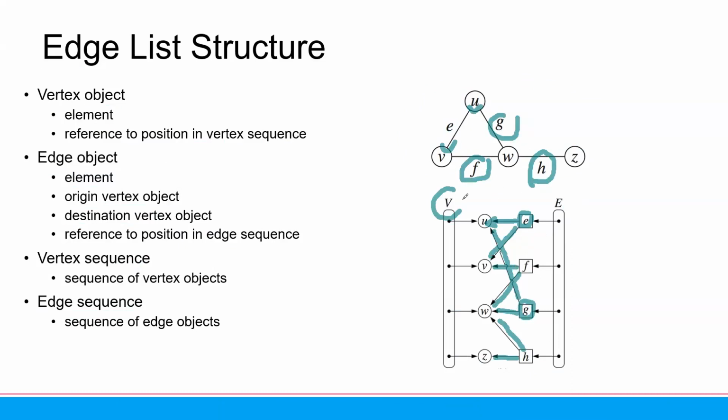So this is a collection of vertices and it is a collection of edges. We call this a sequence of vertex objects, this sequence 1, 2, 3, 4, and then we have also another sequence of edges, 1, 2, 3, 4. Okay. So we call this the edge list structure.